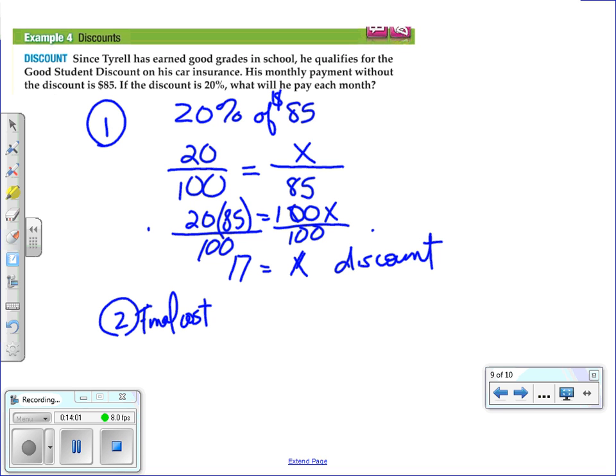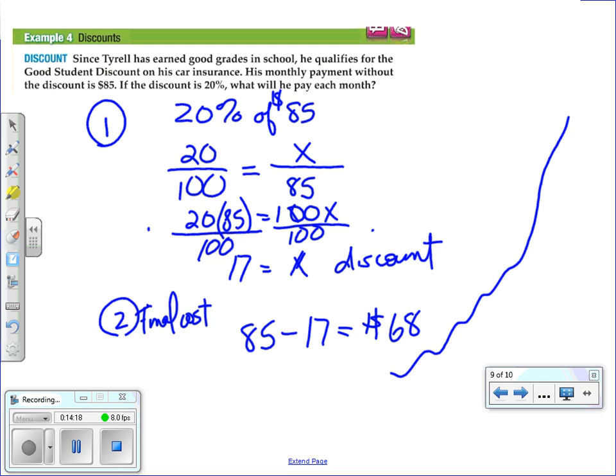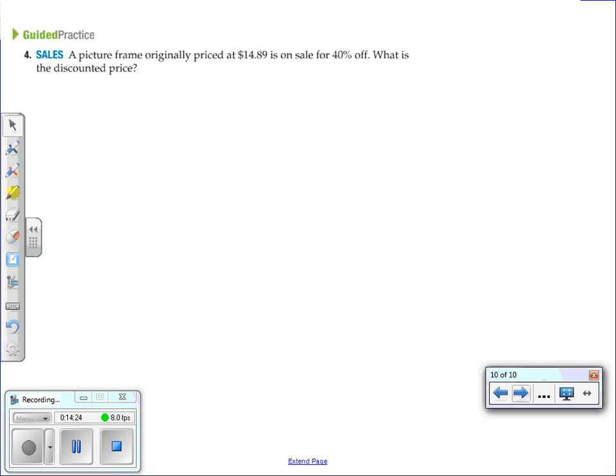Well, in this case, it's a decrease, right? So originally he paid $85, and now he can pay $17 less. And so what's his new cost going to be? His new cost is going to be $68. So you'd write a sentence. Tyrell can pay $68 a month now. And there's your guided practice for this problem. And that is slide number 10. Nice short lesson. Good luck with that, guys.